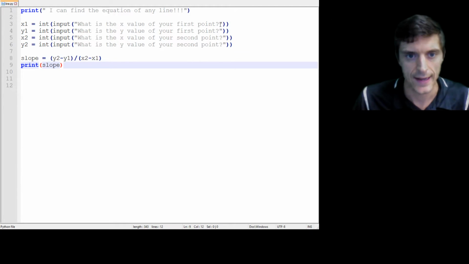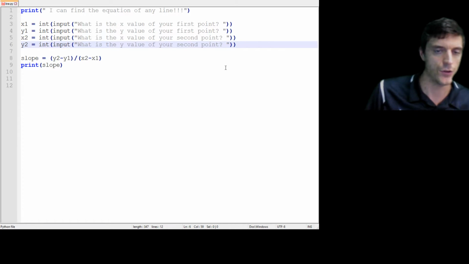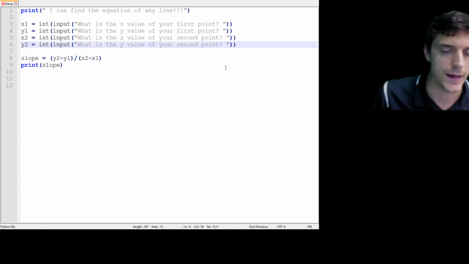We're the best. Now, I did forget to put a space on every single one of those, so I'm going to fix that up because that'll annoy me later on. So now we have the slope.